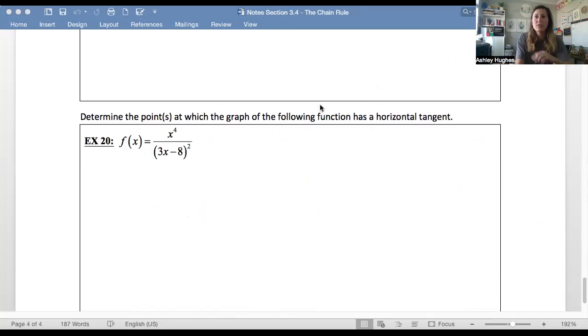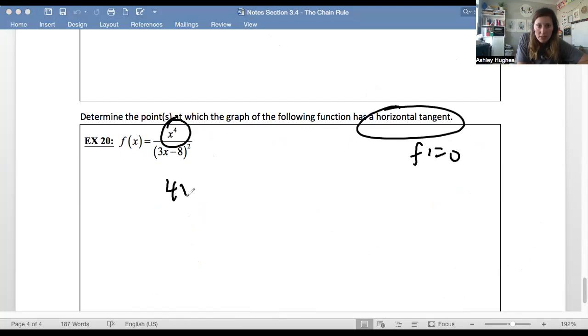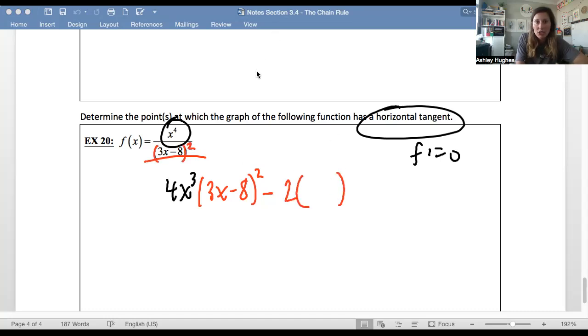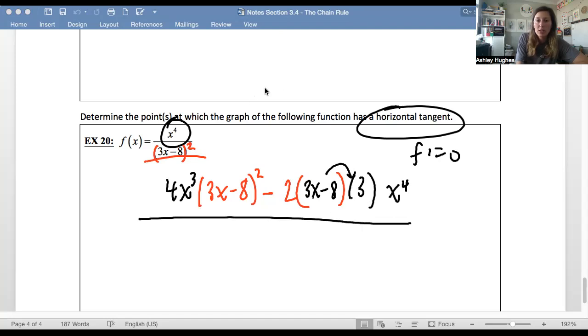This one, determine where the function has a horizontal tangent. So when you see that phrase horizontal tangent, that means where the derivative is 0. So derivative of the top times the bottom, because this is the quotient rule, minus the derivative of the bottom, which you have to use the chain rule because you have a function inside a function, times the derivative of the inside, times the top all over the bottom squared.